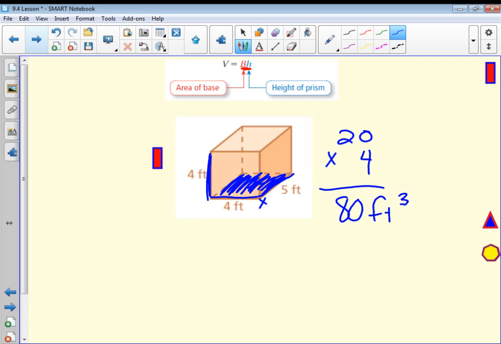Okay, so that's working rectangular prisms. Once again, all of our prisms are going to use the same formula. Area of base times our height.